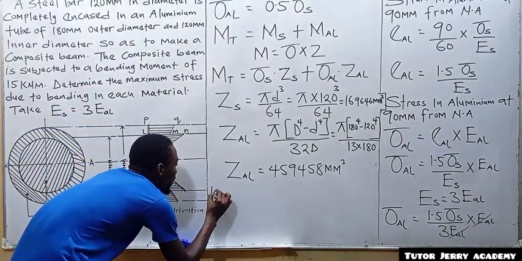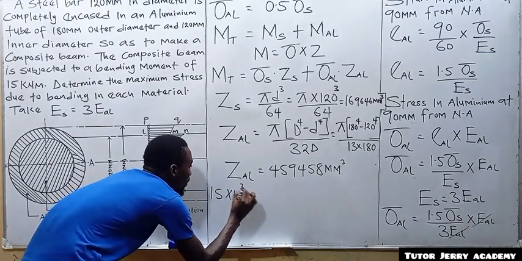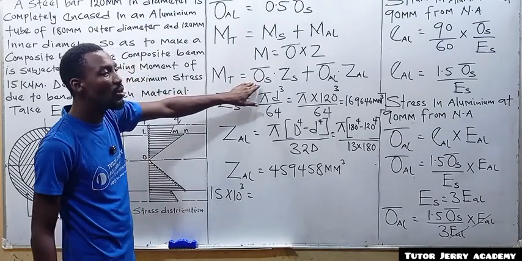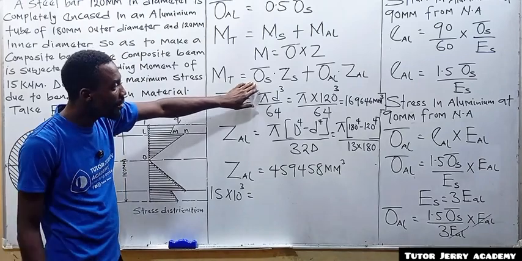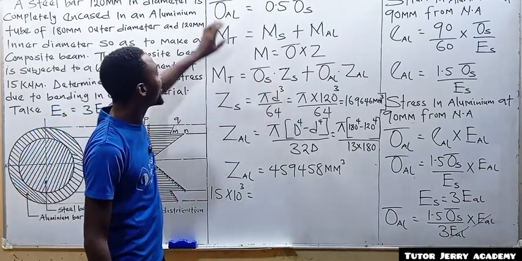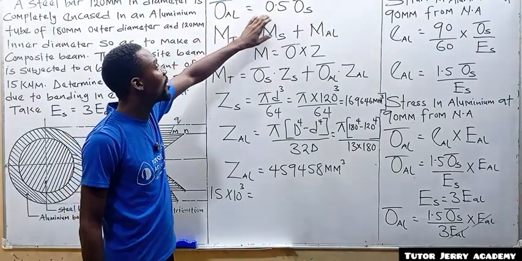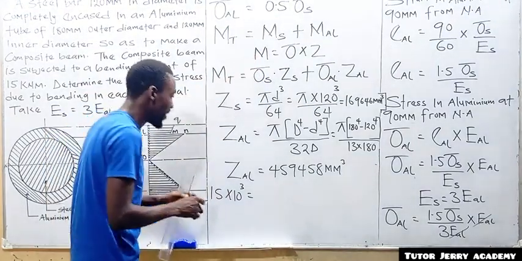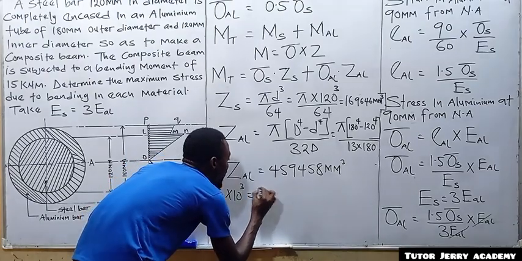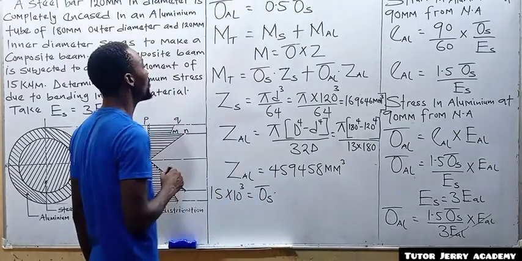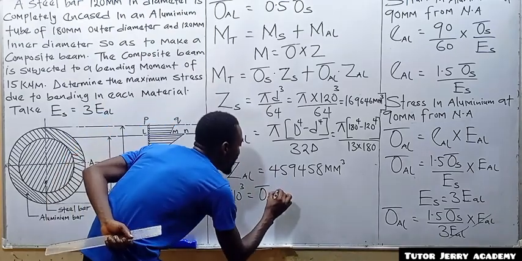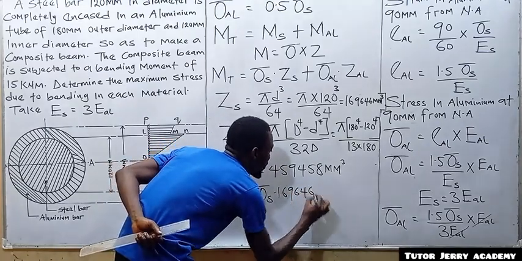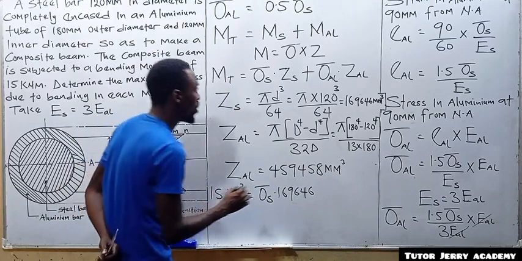So we are going to have 15 times 10 to the power of 3 to be equal to the stress in the steel. Don't forget that we have gotten the stress in the aluminium to be equal to 0.5 stress in the steel. So it's better we just keep this one here the same. So we are going to have the stress in the steel multiplied by the section modulus of the steel, which is what? 169646. Yes.